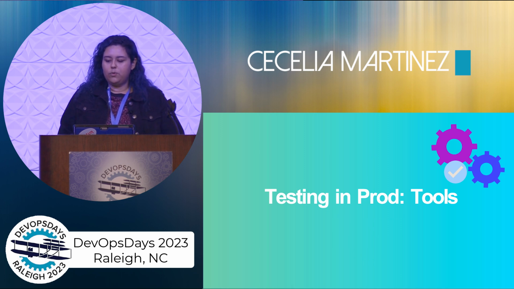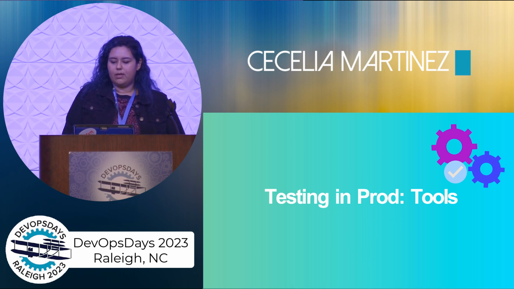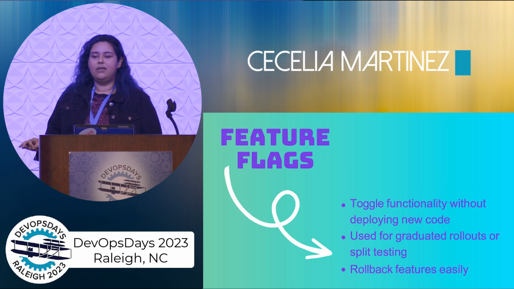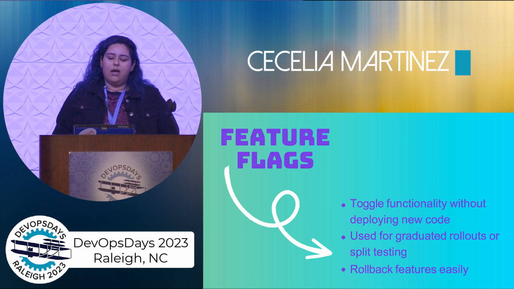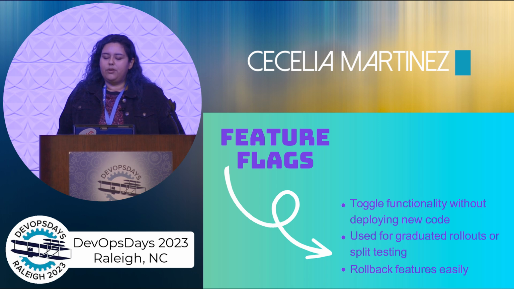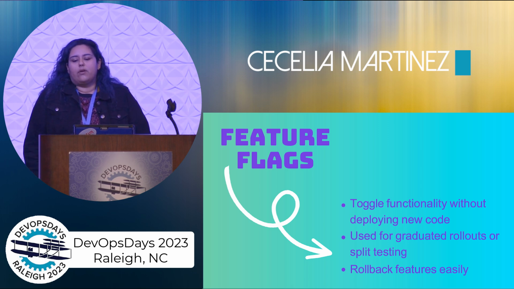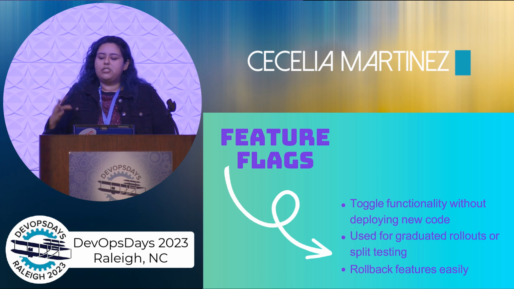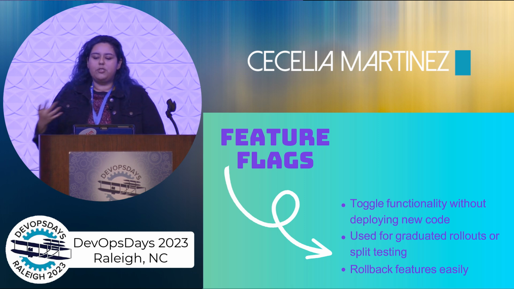All right, so let's talk about the tools available for testing in production. I have mentioned feature flags a couple times. These are available. You can either build them out yourself with configuration or simply Booleans in your code. There's also tooling that you can use to get these set up. They're also called toggles or switches, and they turn functionality on and off in production without deploying new code.